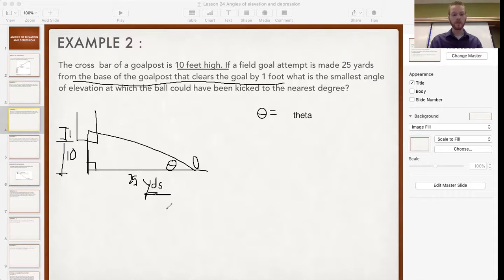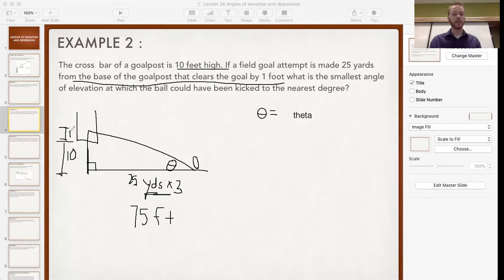So to convert 25 yards to feet, I have to multiply it by 3. And we would get 75 feet, just like that. Perfect. Now that's the measurement I'm going to use. So just be cautious when you're setting up these problems. Make sure that there are no unit conversions that you have to do. And if you do have to, do that before you start calculating with trig.